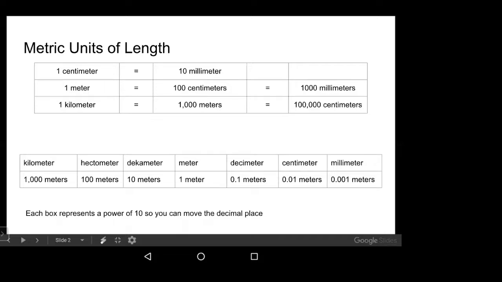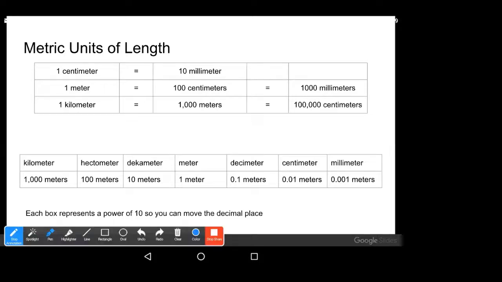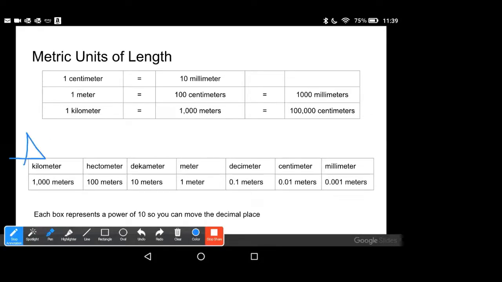Everything is in tens. This chart at the bottom right here is a really good chart that is going to be on your worksheet. And the biggest part of this is memorizing which words go where. So meter is always our center point. Meter is like the main thing, like an inch, and everything is going to go from there. As it goes to the right, it gets smaller down to the millimeter. And as it goes to the left, it gets bigger to the kilometer.